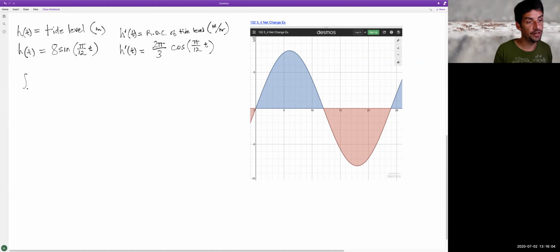First of all, notice if I am to integrate over h prime of t dt, so I'm integrating over a rate of change.